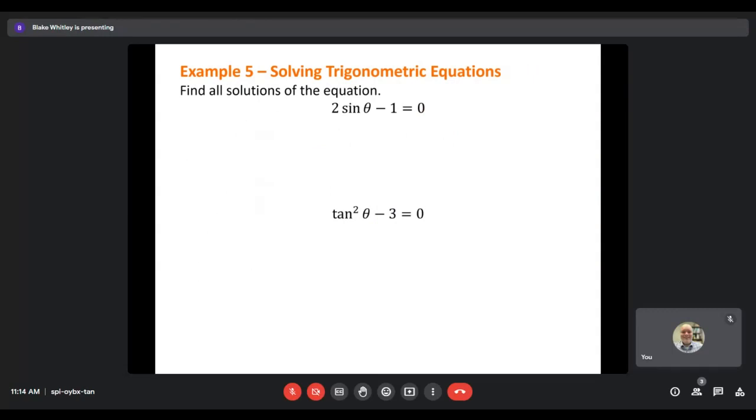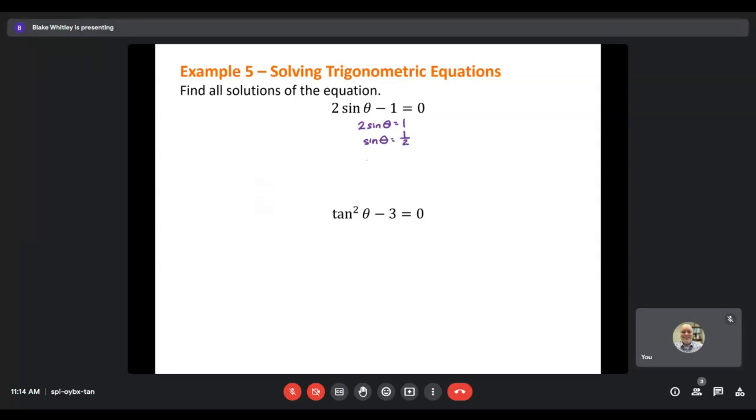All right, now these next examples, we're going to have to do some manipulating first before we can just do our inverse to get the theta value. So if you can isolate the trig function, that's always the way you want to go. So notice with this first one, I have a sine theta in there. I need to try to get sine theta by itself, and then I can use my inverse and solve the same way we have the others. So first step, I'm going to add the 1. So we get 2 sine theta equals 1. I'm going to divide by 2. Sine theta equals 1/2.